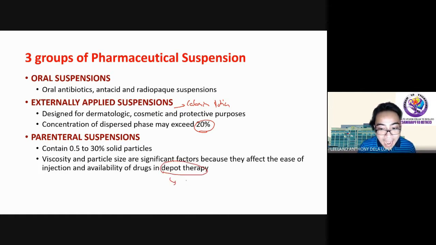Nakakita ko nito, IM suspensions. Okay? IM, intramuscular. Now, class, yun yung kinuha sa mga medications na pwede natin ibigay sa muscles to create a depot. Now, class, you're familiar with the term depot, I hope. Familiar ba kayo sa term na depot? Depot. It's a depot. Okay, why do we create depots?